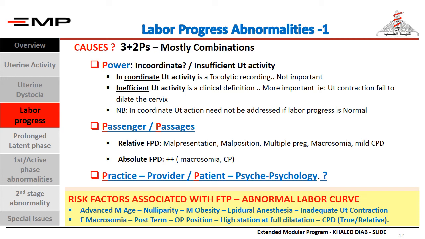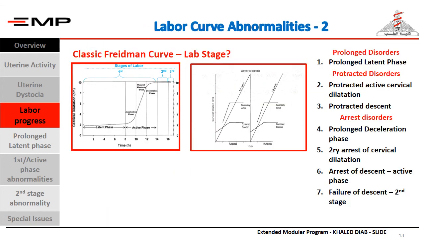As regards risk factors associated with failure to progress or abnormal labor curve, maternal factors include advanced maternal age, nulliparity, maternal obesity, epidural anesthesia, and inadequate uterine action. Fetal factors include fetal macrosomia, post-term, occipito-posterior position, high station at full dilatation, and cephalopelvic disproportion.